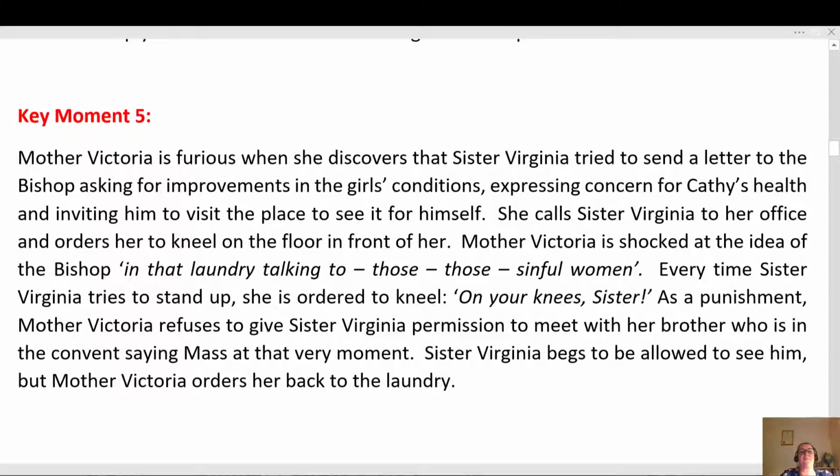Every time Sister Virginia tries to stand up, she is ordered to kneel. "On your knees, sister." As a punishment, Mother Victoria refuses to give Sister Virginia permission to meet with her brother, who is in the convent saying Mass at that very moment. Sister Virginia begs to be allowed to see him, but Mother Victoria orders her back to the laundry.